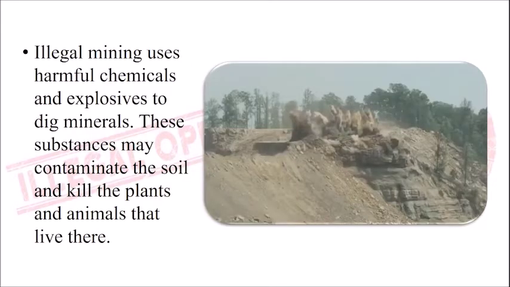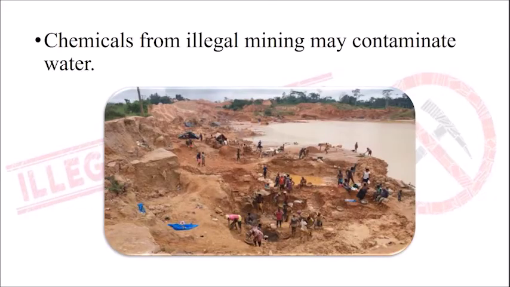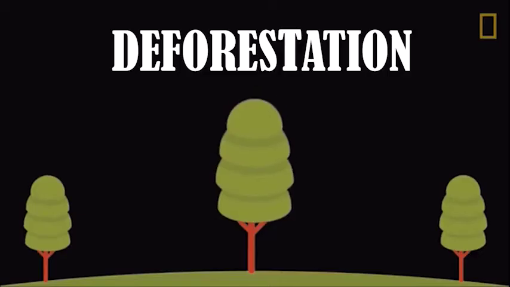Illegal mining uses harmful chemicals and explosives to dig minerals. These substances may contaminate the soil and kill the plants and animals that live there. And chemicals from illegal mining may contaminate water. Let us now proceed to deforestation.